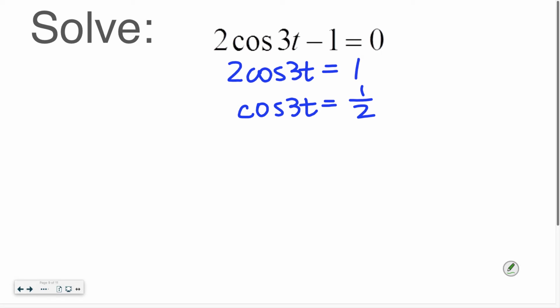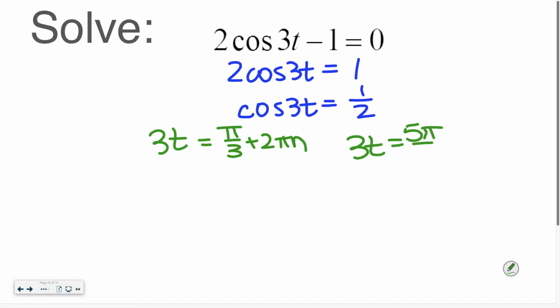So what we can do is we can write 3t, our angle needs to be pi over 3 plus 2 pi n, and 3t, our angle, needs to be 5 pi over 3 plus 2 pi n. Okay, so the angle is 3t. Typically we get to just write x and be done. But our angle has a coefficient, so I keep the coefficient with the angle, and now we can solve for t.